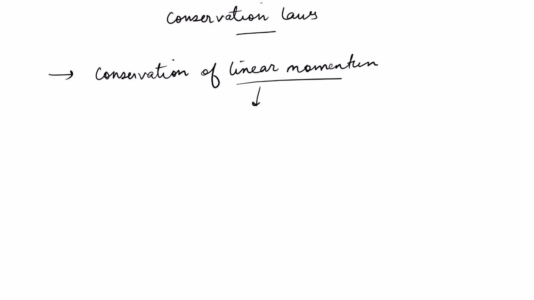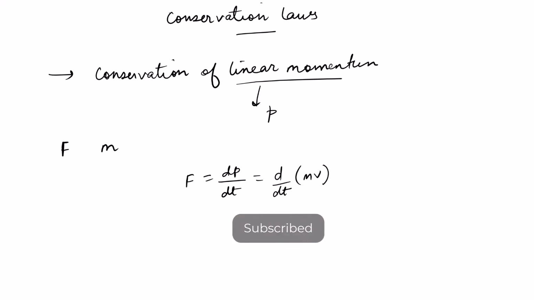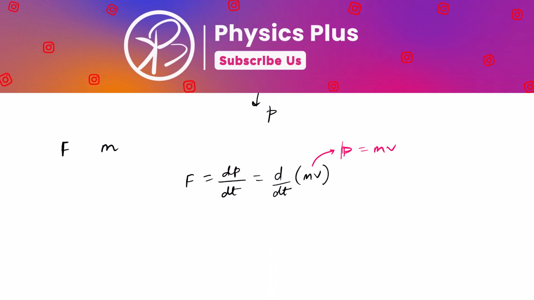Now we know that linear momentum is represented by P, right? So assume that you have a force F, and if a force F is acting on a particle of mass m, then according to Newton's second law of motion, we can write that F is equal to dp by dt, or we can write d by dt of mv, where p is equal to mv, which is the linear momentum of the particle.